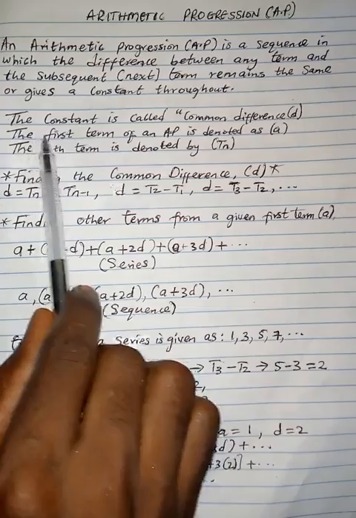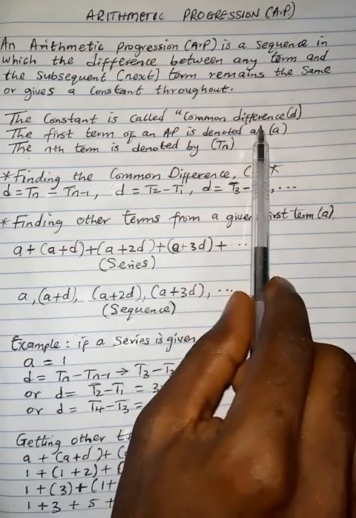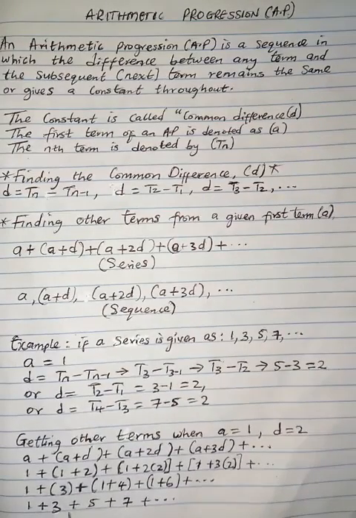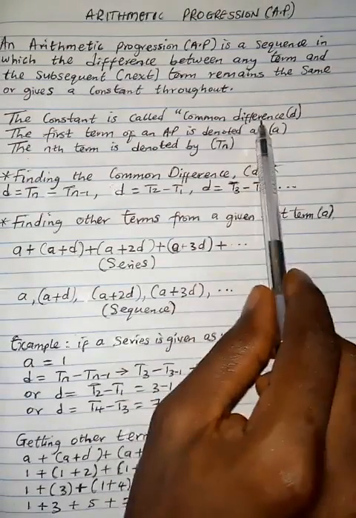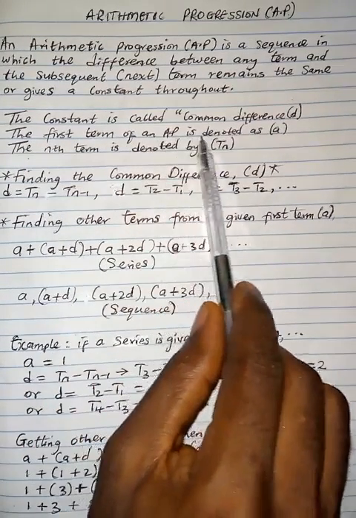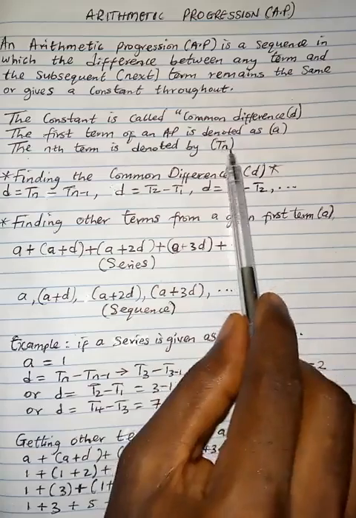Now here we have the constant, which is called the common difference. Now, the first term of an AP is denoted as A. The nth term is denoted as Tn.